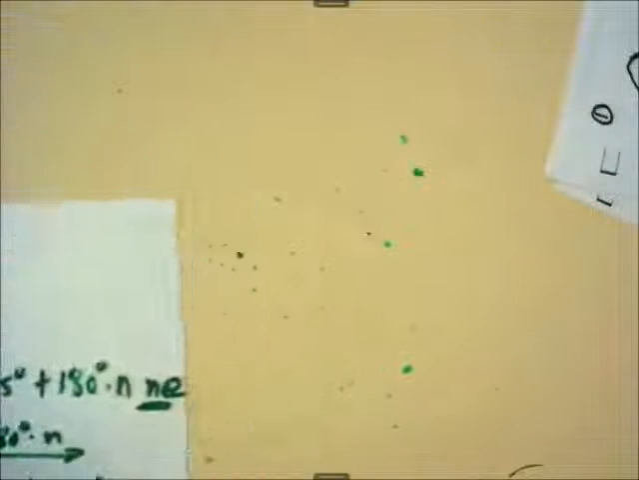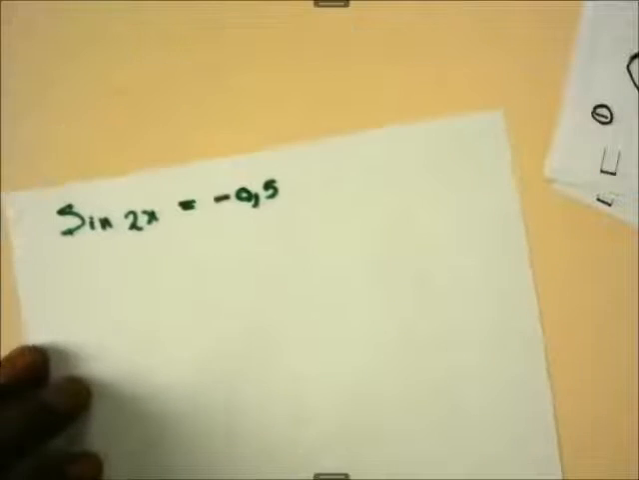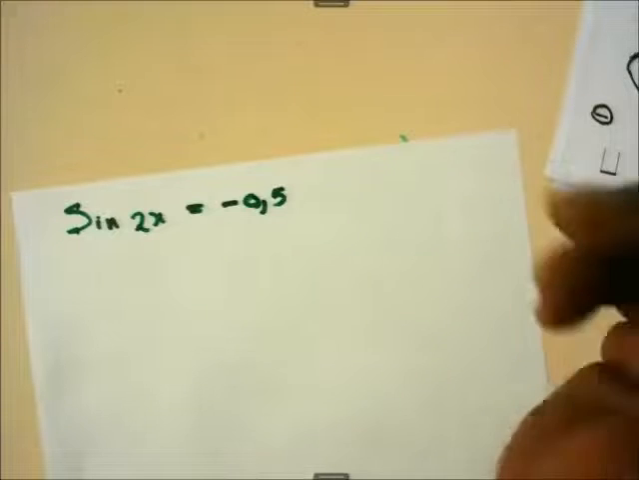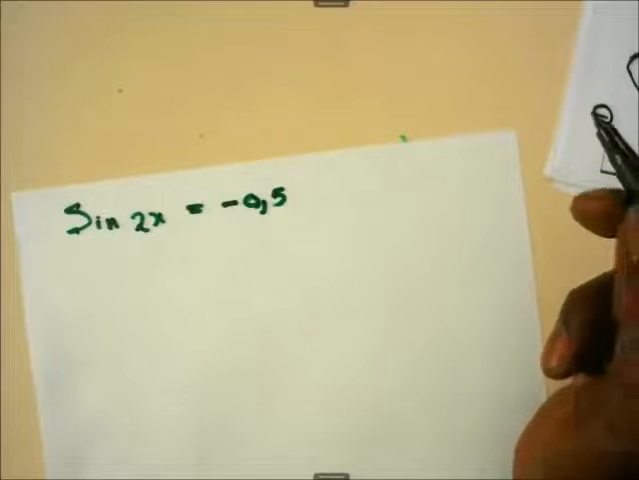Now, let's have another problem. The problem is we must find the general solution for sine 2x is equal to negative 0,5.